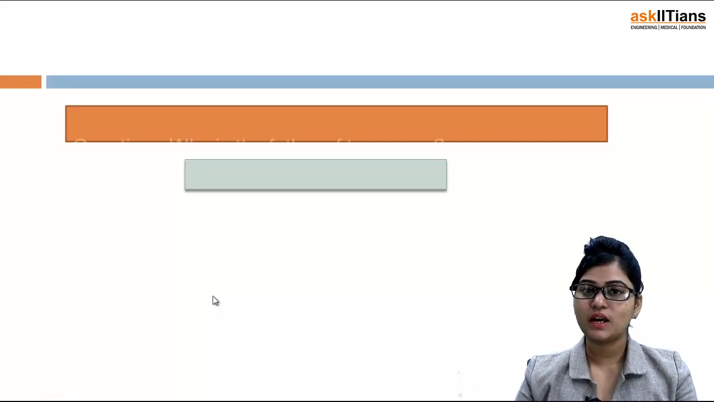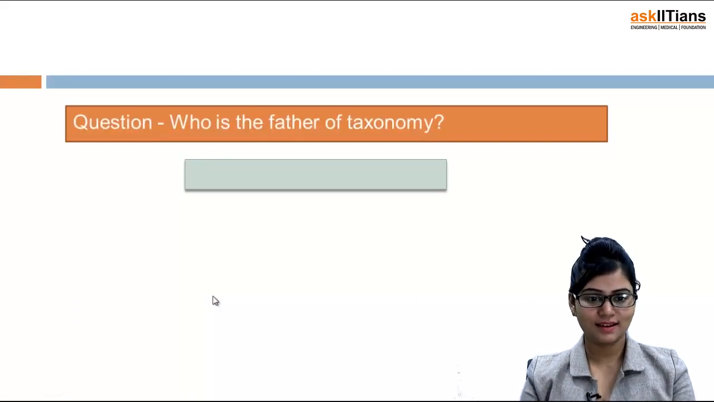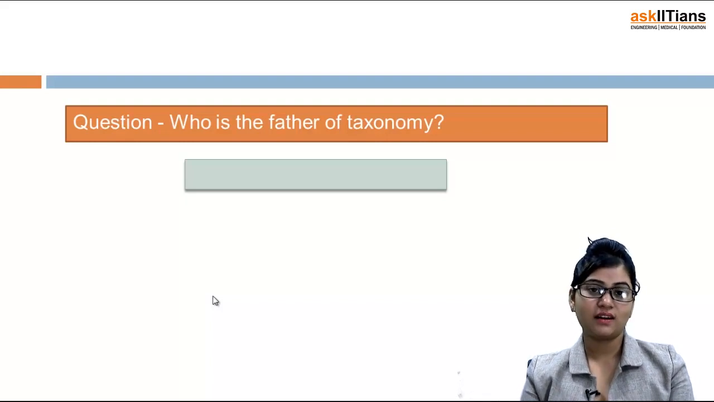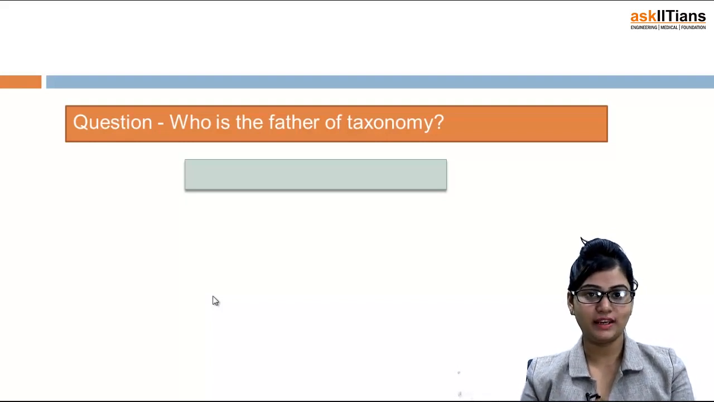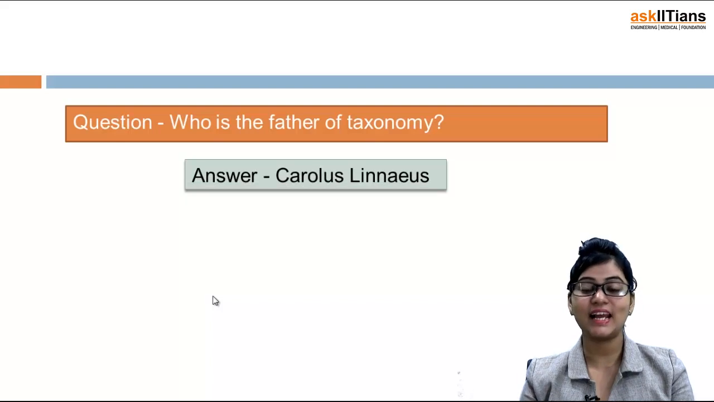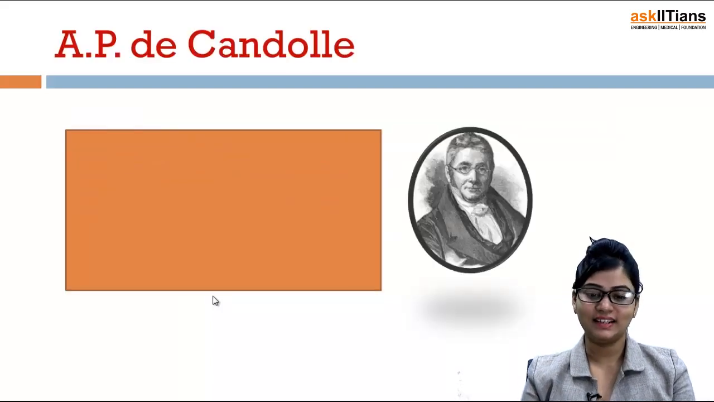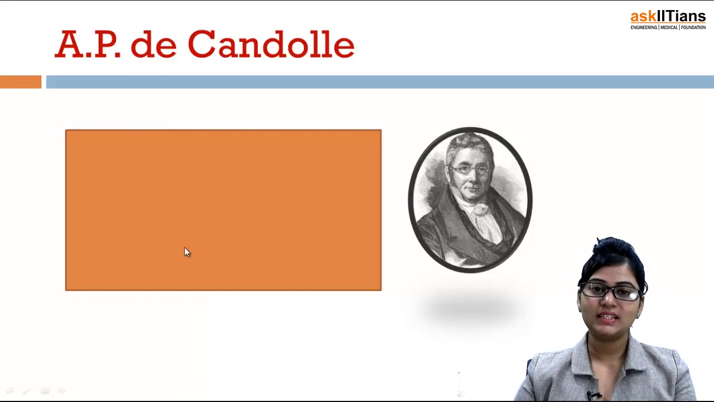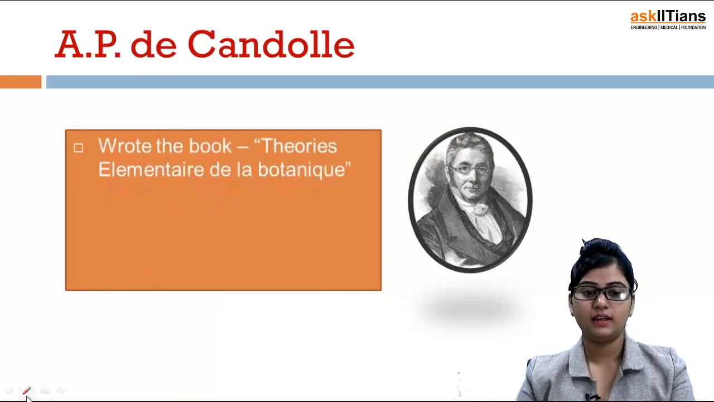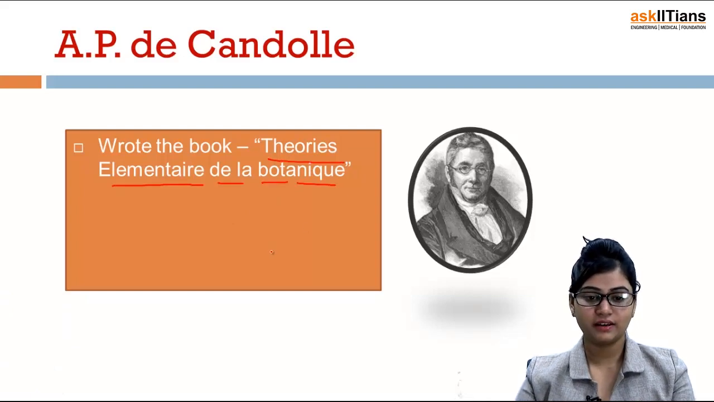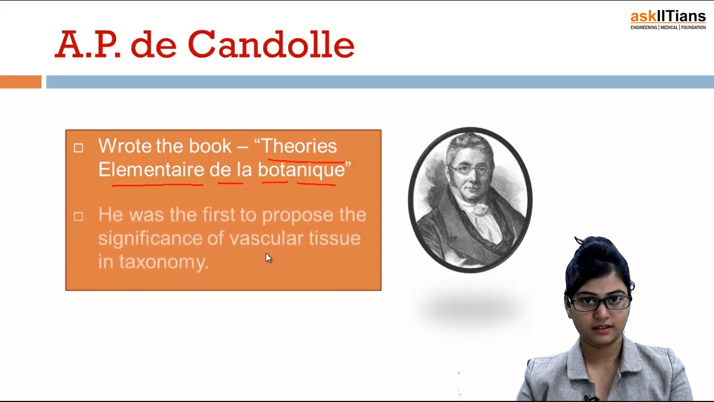First of all, I would like to ask you one question: who is the father of taxonomy? We are learning the history of taxonomy, so we must know who the father of taxonomy is. In my previous lecture, I told you, yes, it is Carolus Linnaeus. Now comes the scientist A.P.D. Candolle. What did he do? He wrote the book Théorie Élémentaire de la Botanique.